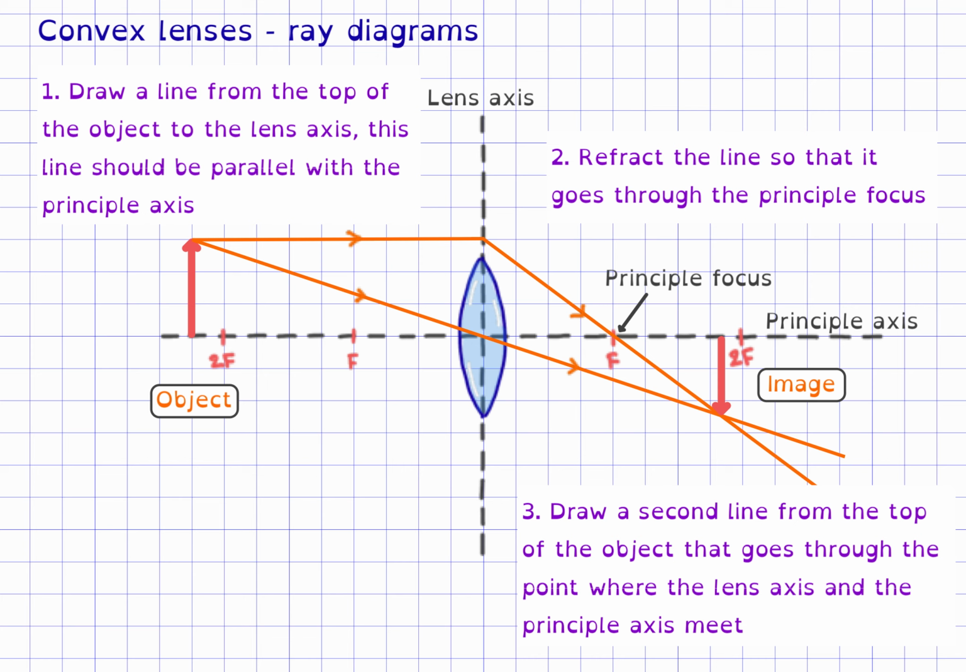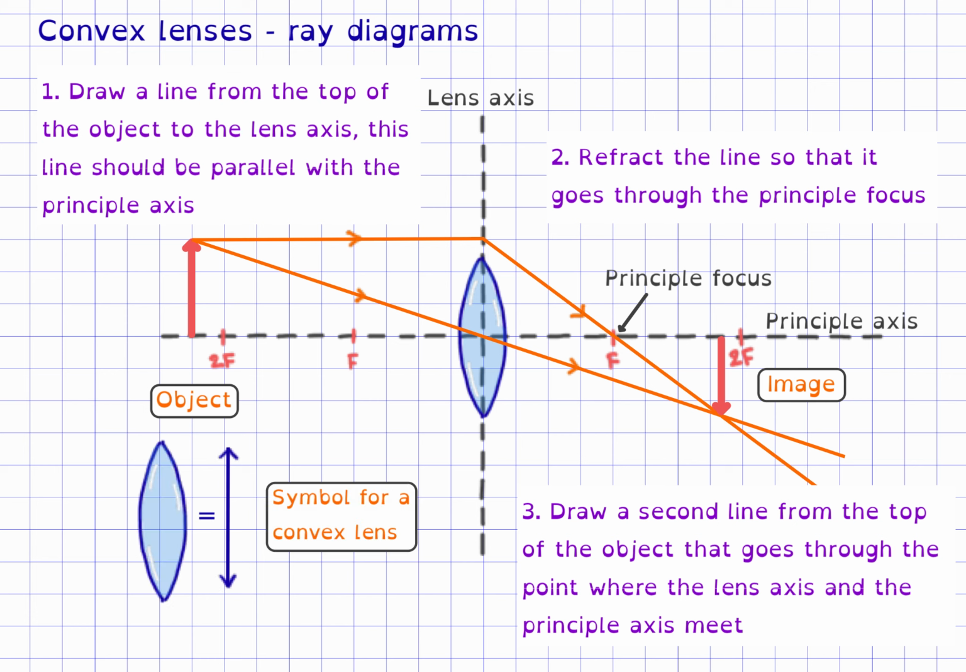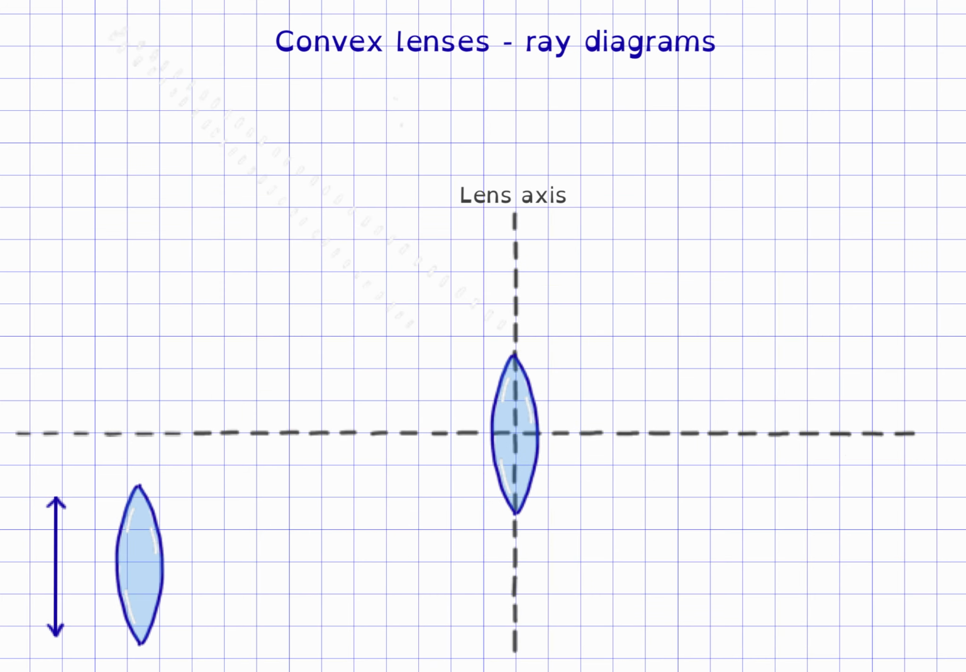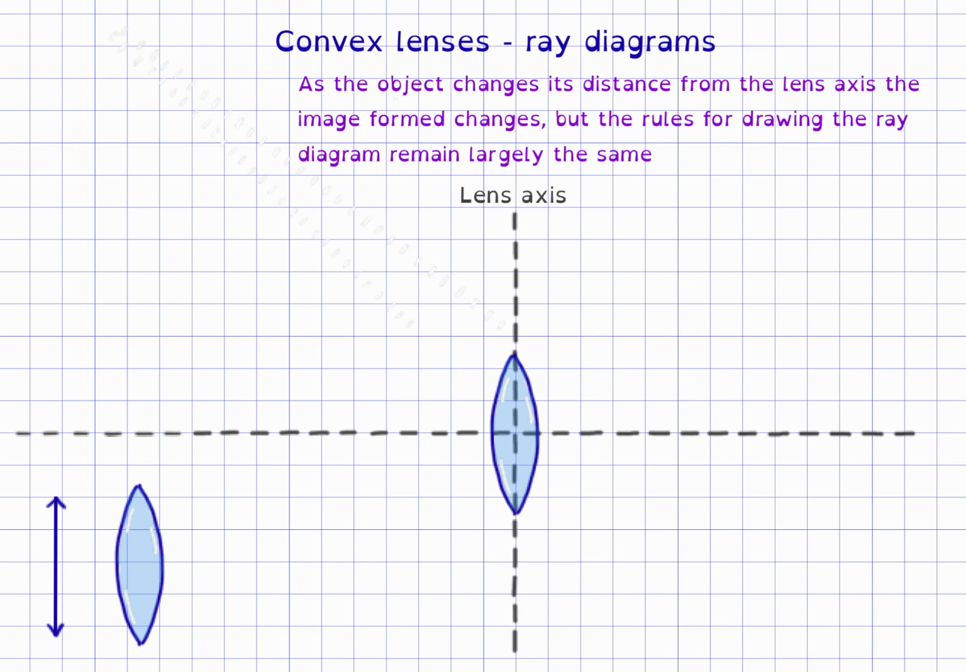The other thing that you might see in your exam is they might not use a picture of the convex lens, they might use the symbol for the convex lens. And this is a double-ended arrow with the arrows pointing outwards. As the object changes its distance from the lens axis, the image formed changes, but the rules for drawing the ray diagram remain largely the same.